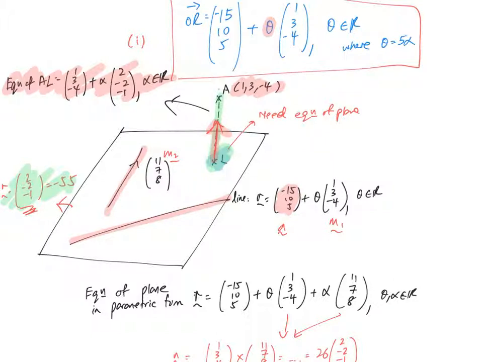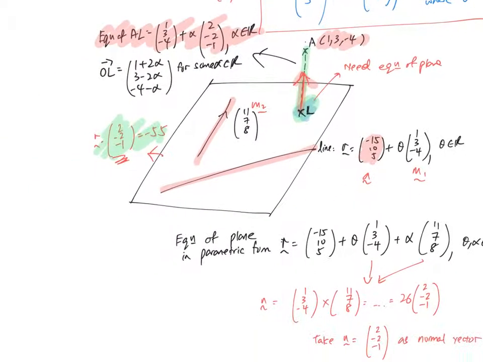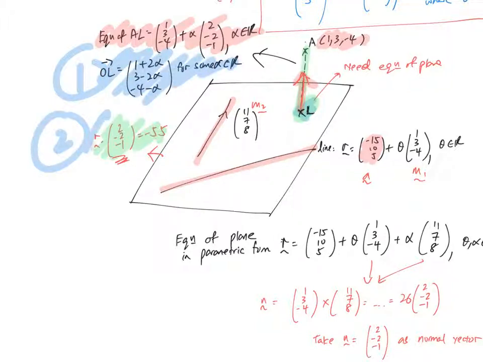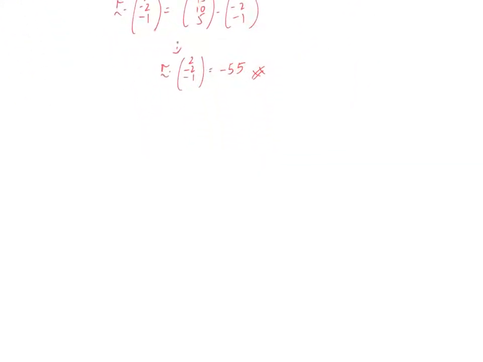The nice thing is that OL lies on the line also. OL can be written as (1 plus 2 alpha, 3 minus 2 alpha, -4 minus alpha) for some real alpha. What we do is solve these two simultaneously, looking at them carefully: basically solving the equation of the line and the plane simultaneously.